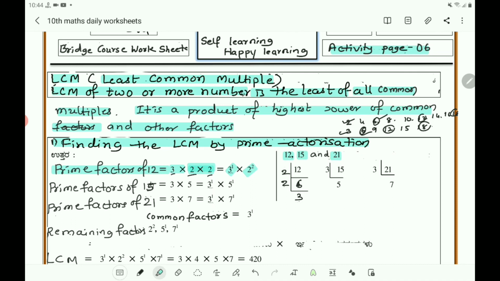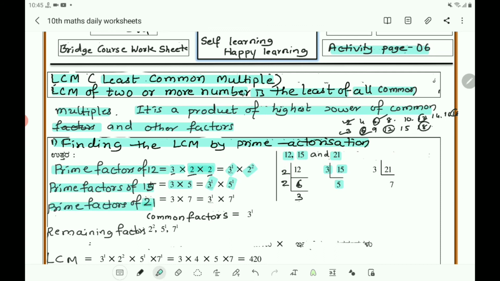Then you get the prime factors of 15. So you divide it by 2 if it is possible. You know that 15 is not divisible by 2, so you divide it by 3. 3 fives are 15. So the factors are 3 into 5. 3 one time, so 3 power 1. 5 one time, so 5 power 1.